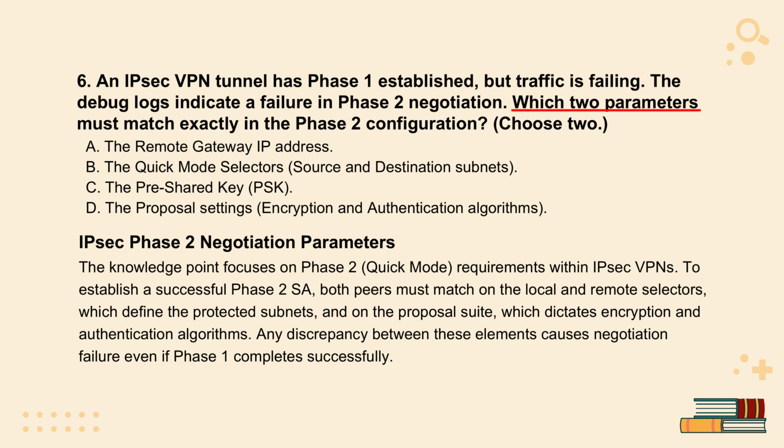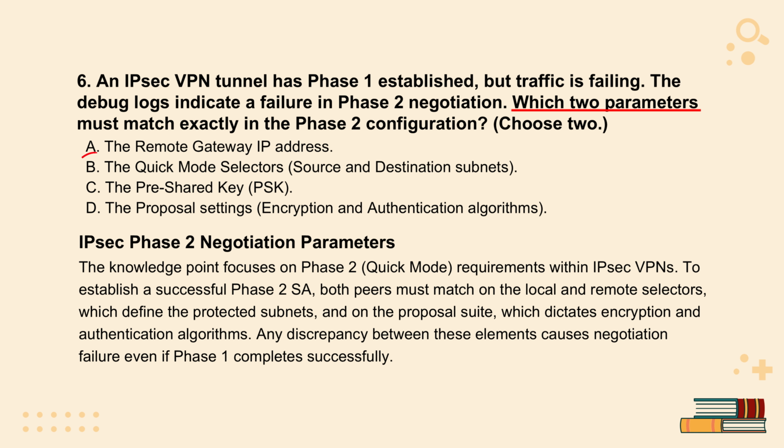The first mandatory match is something called the quick mode selectors. Quick mode selectors. These are just the source and destination subnets. They define what traffic is allowed in the tunnel. If one site says protect the 192.168.1.0/24 network, and the other site says only protect the single IP 192.168.1.0, the negotiation fails right there. The package contents have to match perfectly. Okay, that makes sense. What's the second one? The second is the proposal settings. This is the how.